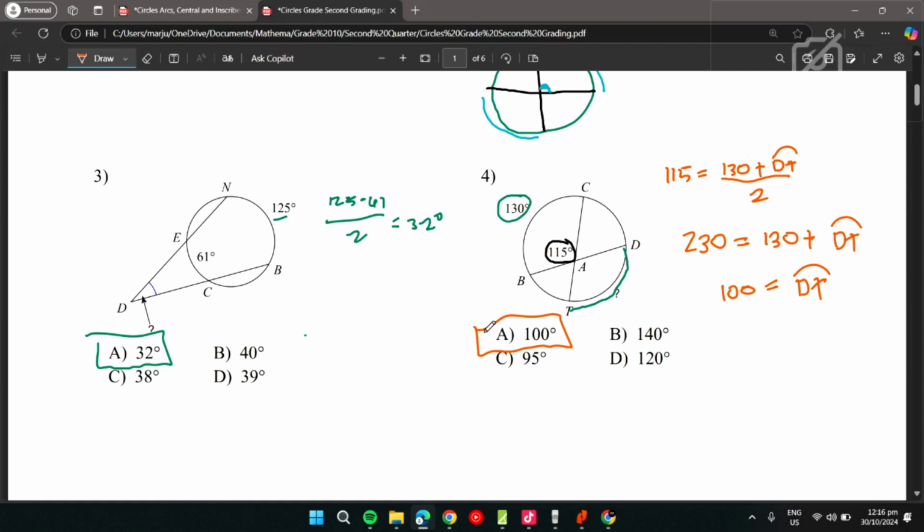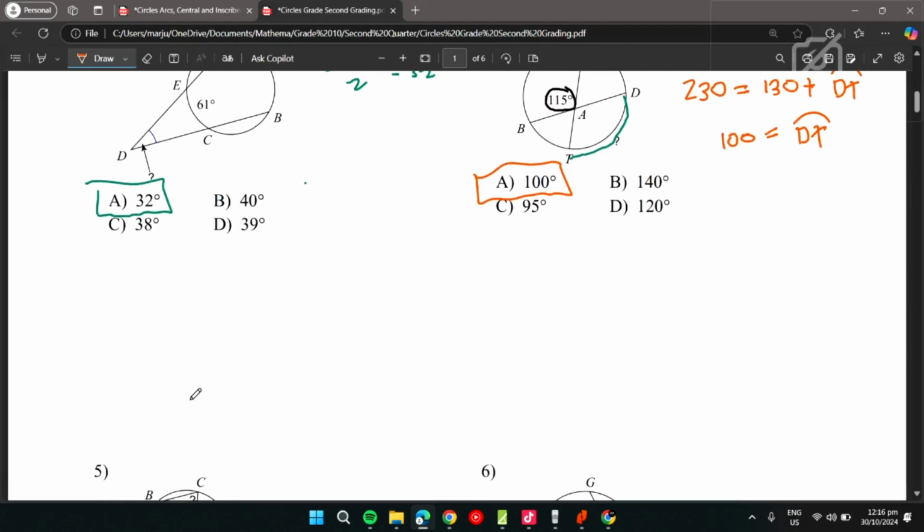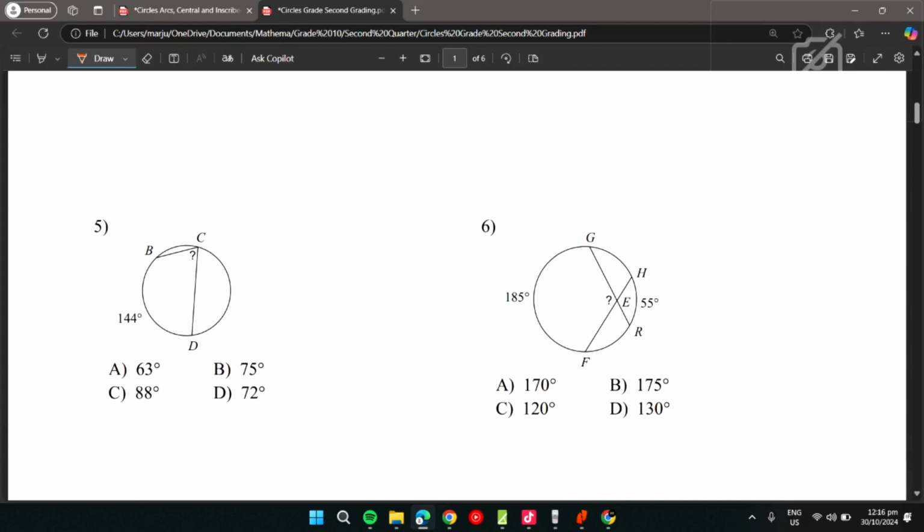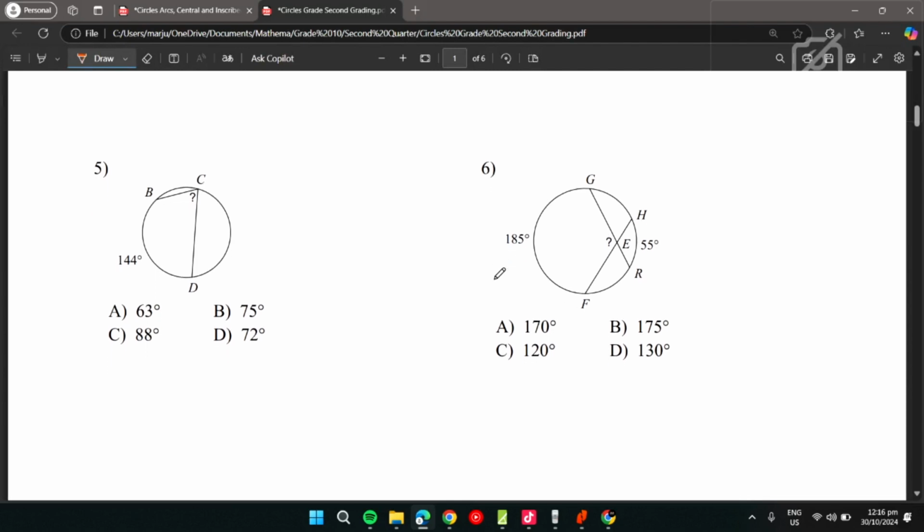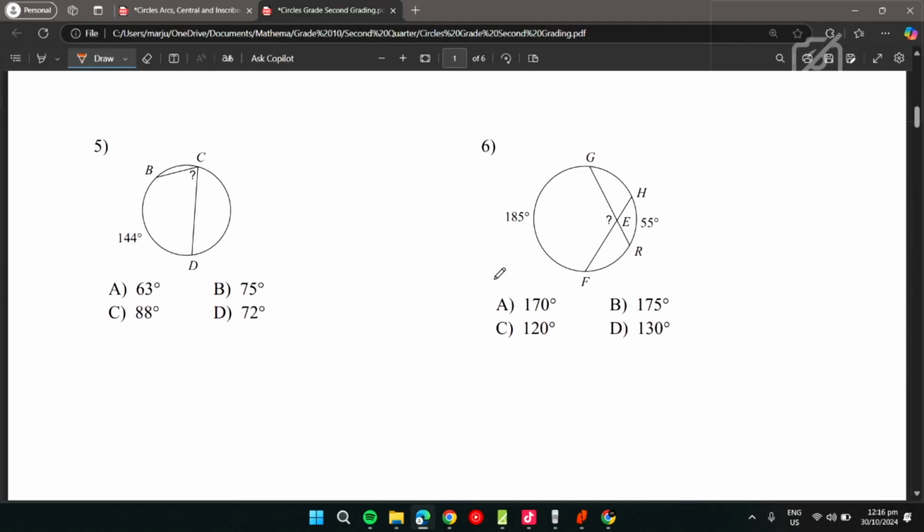Okay. Can we proceed with number 5? Okay na ba tayo? Alright, I'll proceed with number 5, okay? Oh, yan. That's 2 chords pa rin. Pero again, this is an inscribed angle. Inscribed angle. Madali lang to. What's our answer here? Inscribed angle yan.